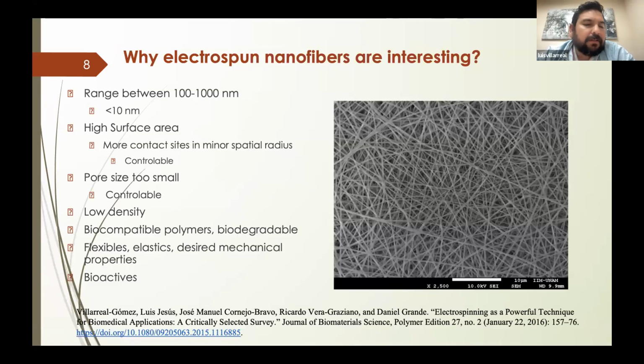These scaffolds have low density. You can prepare these scaffolds with biocompatible polymers. They are biodegradable, flexible, elastic, with desired mechanical properties. And when you load a bioactive molecule, you have the bioactivity.